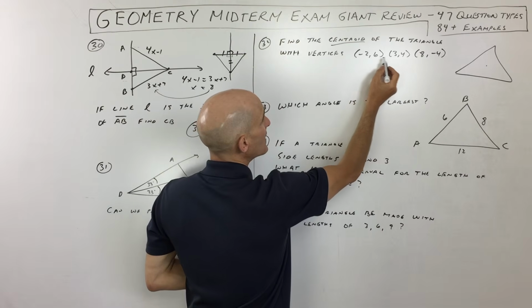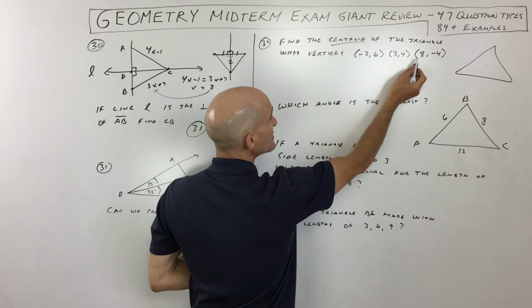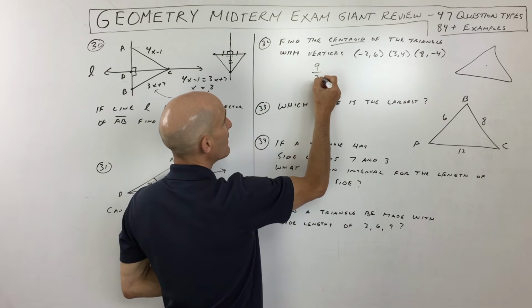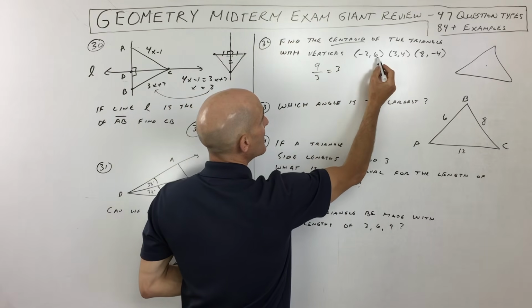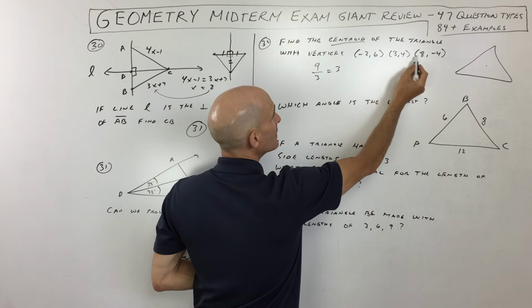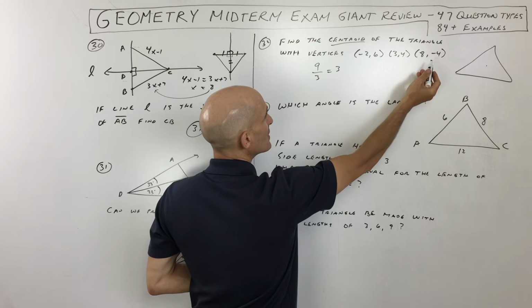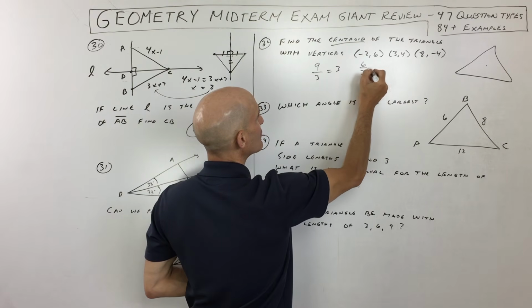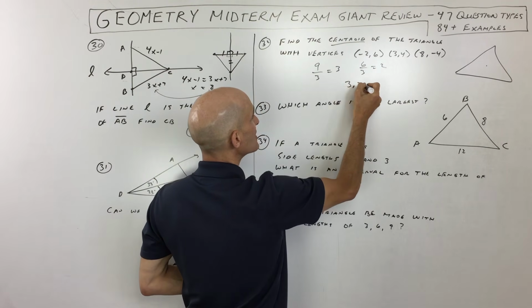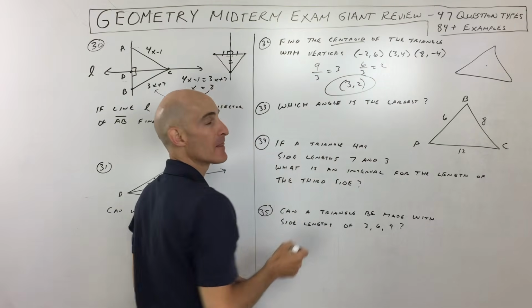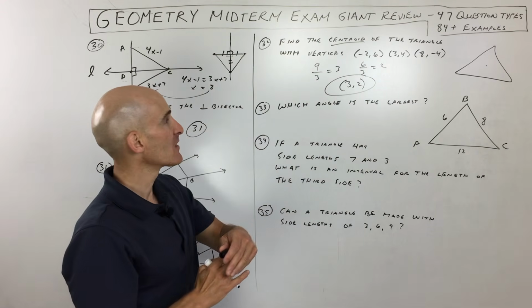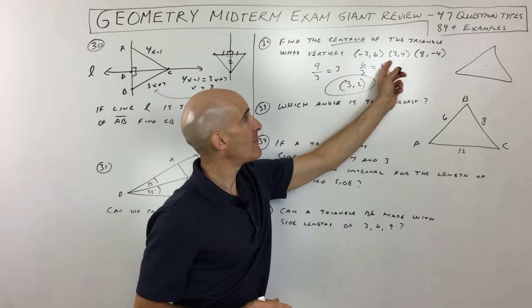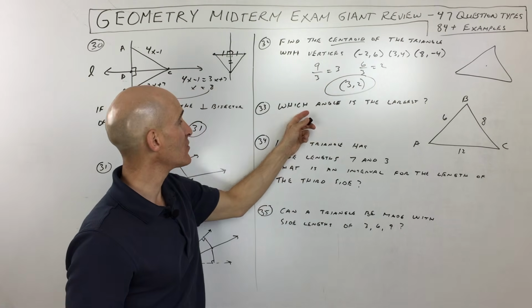So let's do that. Negative 2 plus 3 is 1, plus 8 is 9, divided by 3 equals 3. And then 6 plus 4 is 10, plus a negative 4 would be 6, and 6 divided by 3 equals 2. So our centroid is going to be at 3, 2. That's the center of mass. So just like an average, add up the x coordinates divided by 3, add up the y coordinates divided by 3, and you got it.